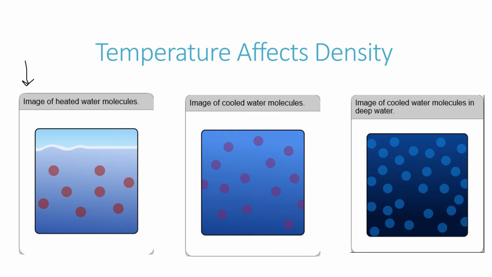If you look at the middle picture here, you see the cooled water molecules. They're starting to cool, and that denser water will then start to sink towards the bottom, while the warmer, less dense water is going to stay on the top. And again, on the far right, you can see deep water and how the molecules have gotten closer together and are moving slowly.